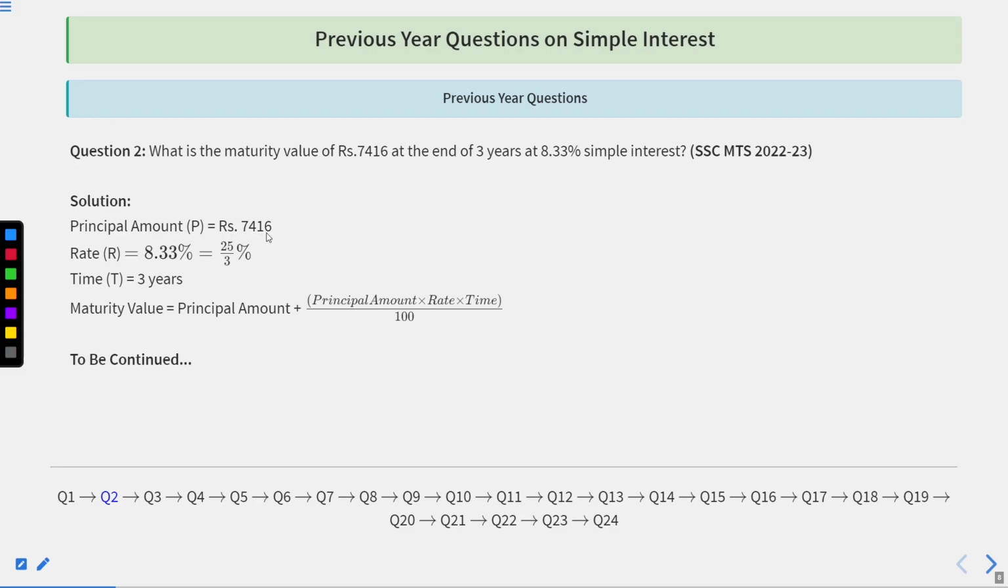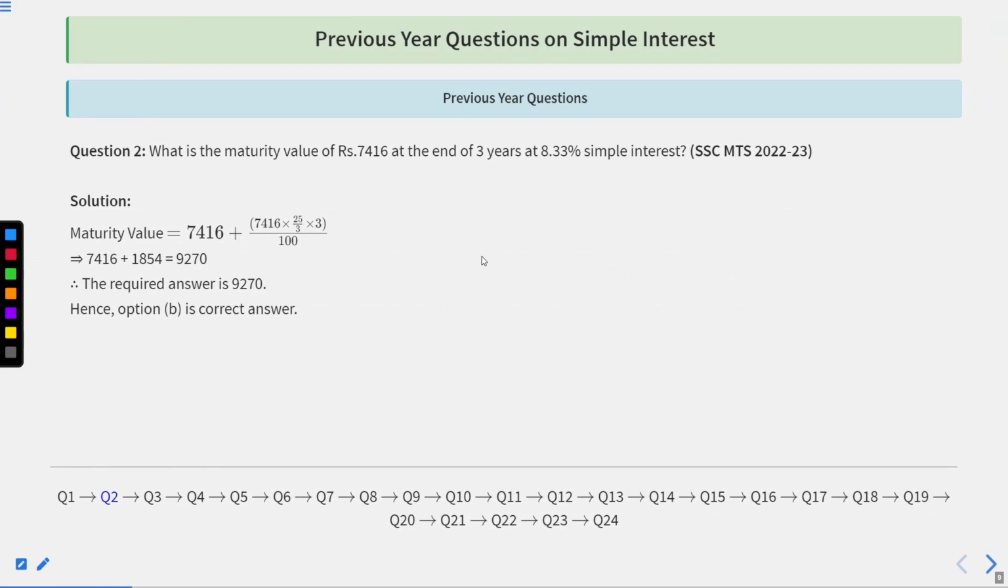The principal amount is equal to 7416 and the rate of interest is 8.33, or we can say 25 upon 3%, and the time is 3 years. So the maturity value will be the principal amount plus interest received. The interest received is principal into rate into time upon 100. So the maturity amount will be 7416 plus 7416 times 25 upon 3 into 3 upon 100, which is equal to 9,270. So the correct option here is option B.